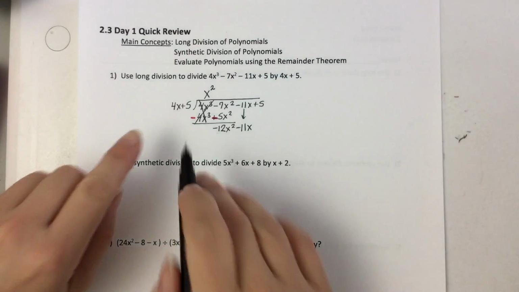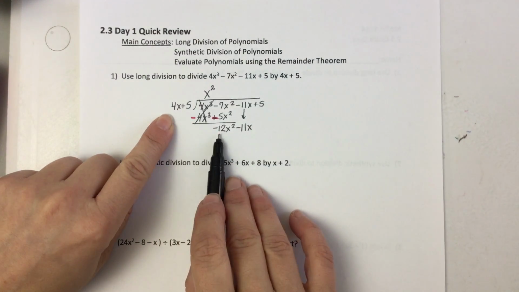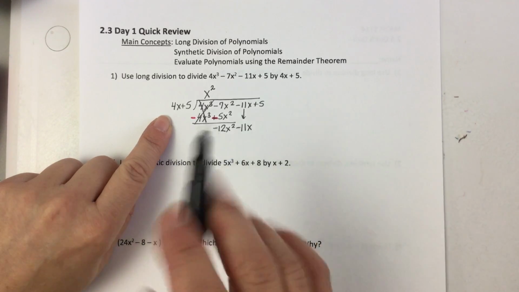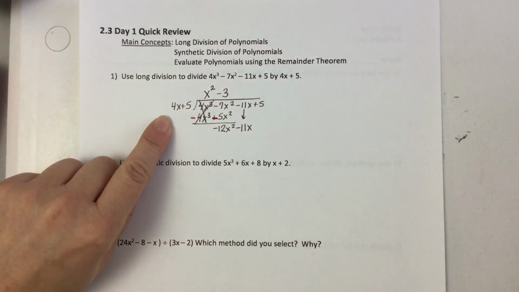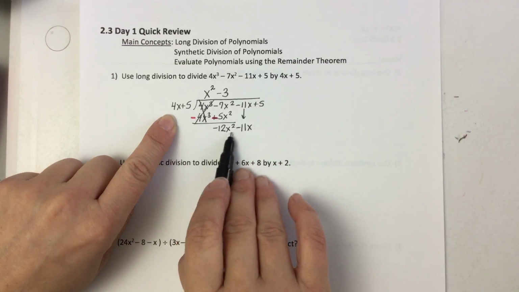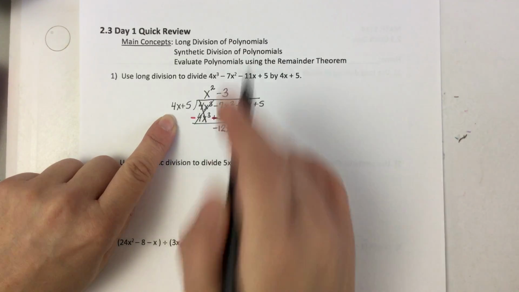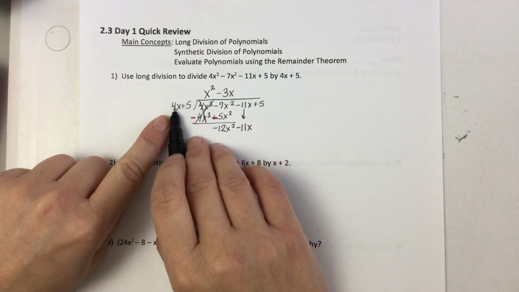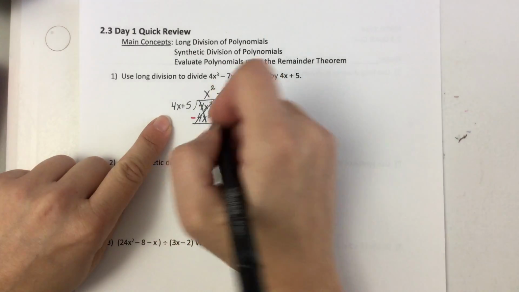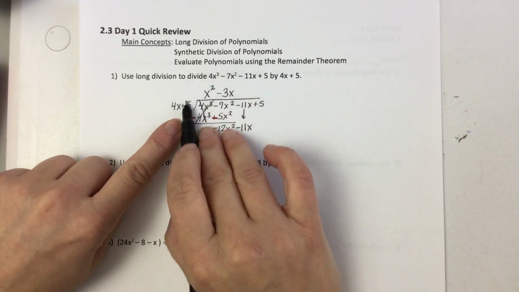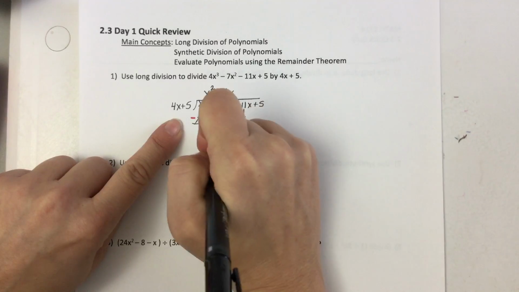Now we start again. This time, 4x needs to match negative 12x squared. Well, to turn a 4 into a negative 12, I need to multiply it by negative 3. My 4x has 1 x. The term I'm trying to match has 2 x's, so I need 1 additional x. So now I take that negative 3x and I first multiply it by 4x. Negative 3x times 4x is negative 12x squared. Negative 3x times 5 is negative 15x.